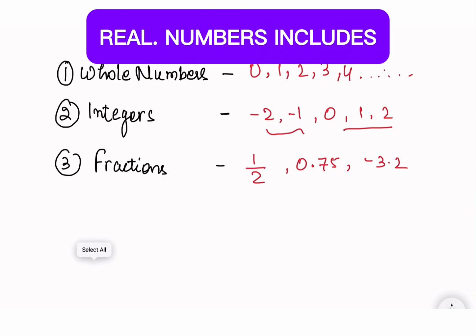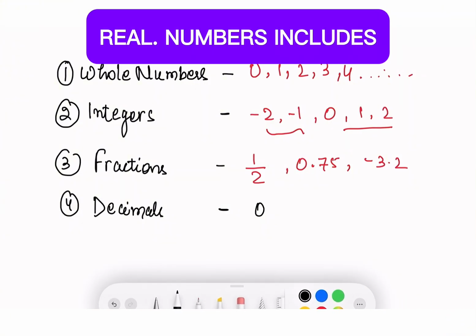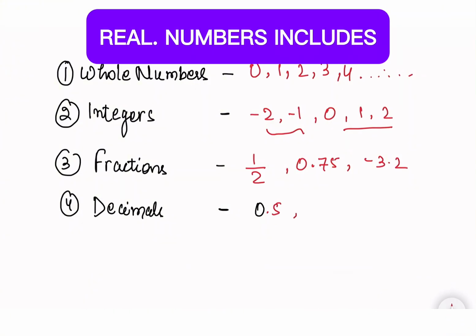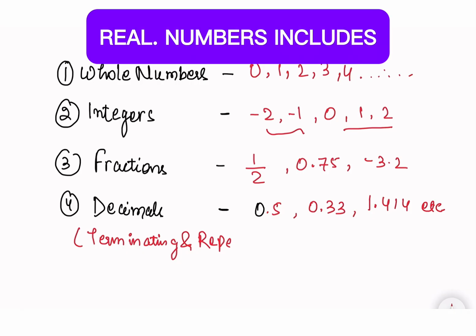Let's see decimals: 0.5, 0.33, 1.414, etc. Basically, decimals are terminating and repetitive.